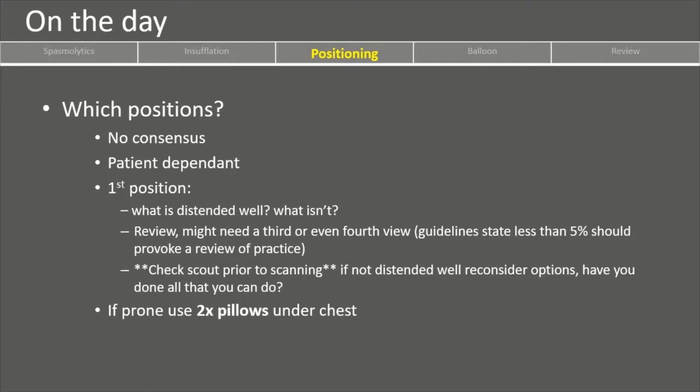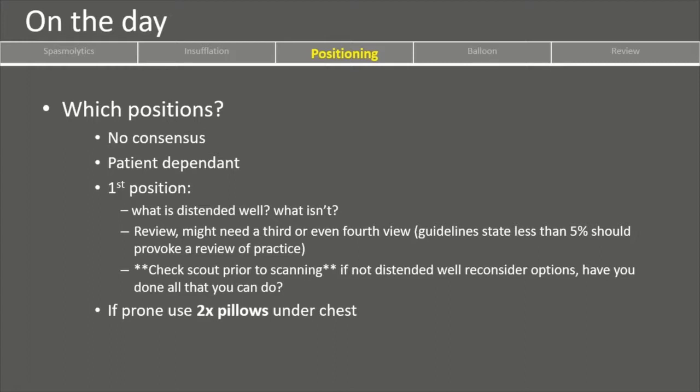And the recent guidelines that have been published state that you should be performing a third view in at least 5% of your cases. And if you aren't, you should be reviewing your practice. And a little tip here, check the scout prior to performing the actual scan. If there isn't good distension, don't scan them. Just have a think, reconsider your options.